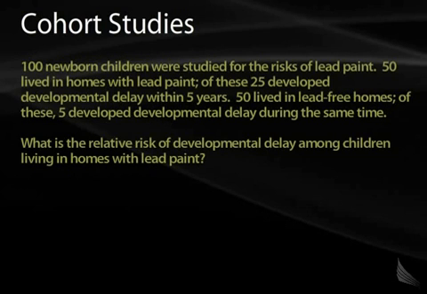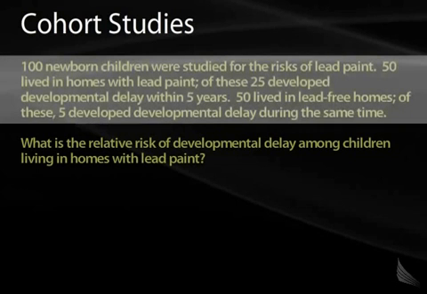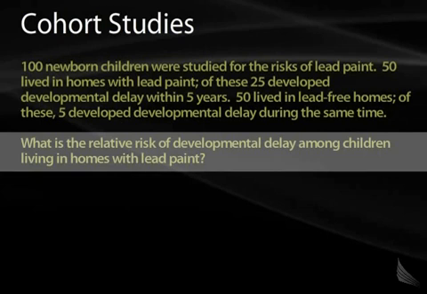So here's an example of a cohort study. 100 newborn children were studied for the risks of lead paint. 50 lived in homes with lead paint, and of these, 25 developed developmental delay within 5 years. 50 lived in lead-free homes, and of these, 5 developed developmental delay during the same time. What is the relative risk of developmental delay among children living in homes with lead paint?